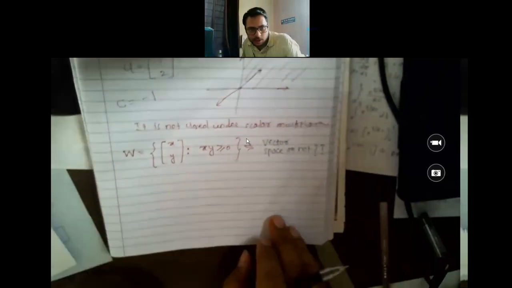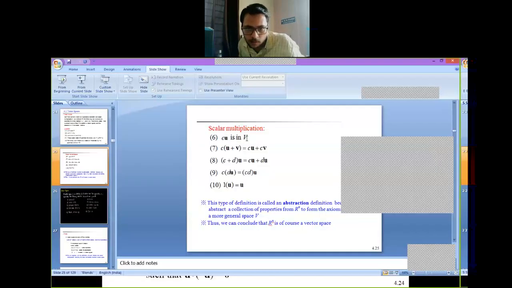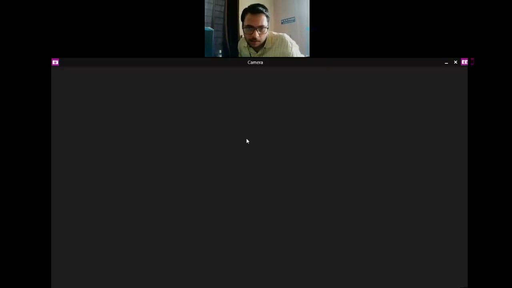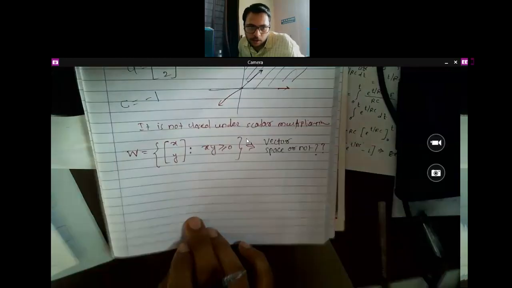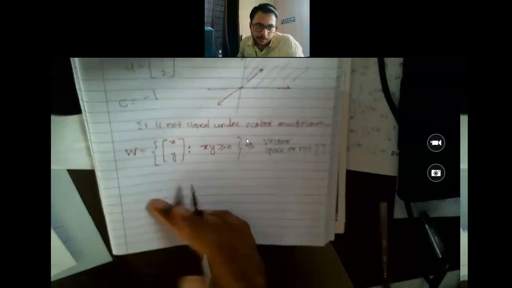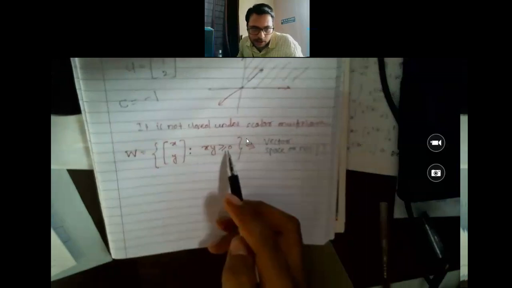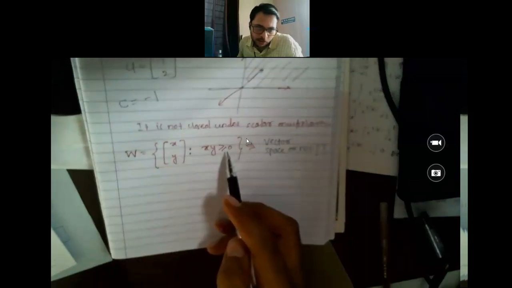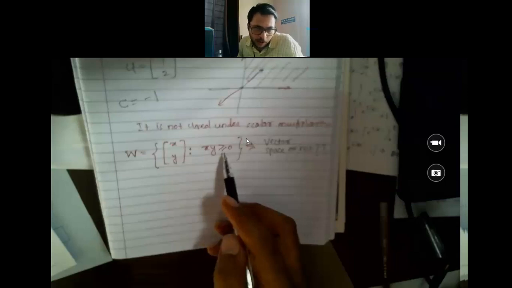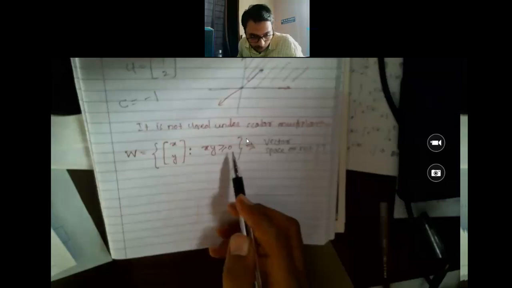Are you getting this question now? I think you have understood the question. Previously, x was greater than or equal to 0 and y was greater than or equal to 0. But here, the product of x and y is greater than or equal to 0. So, can you imagine the space now?